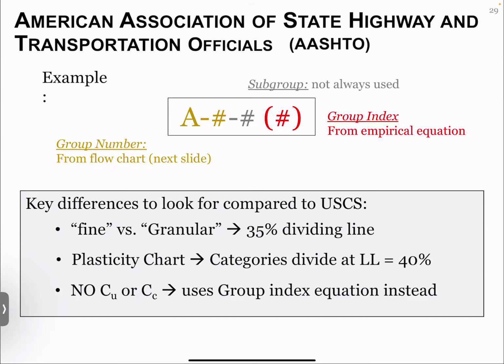And we want these roadways to be able to drain out and not cause settlement or ponding or freeze-thaw or anything like that. So that's one of the reasons why they care for that added safety of a 35% dividing line for fines.